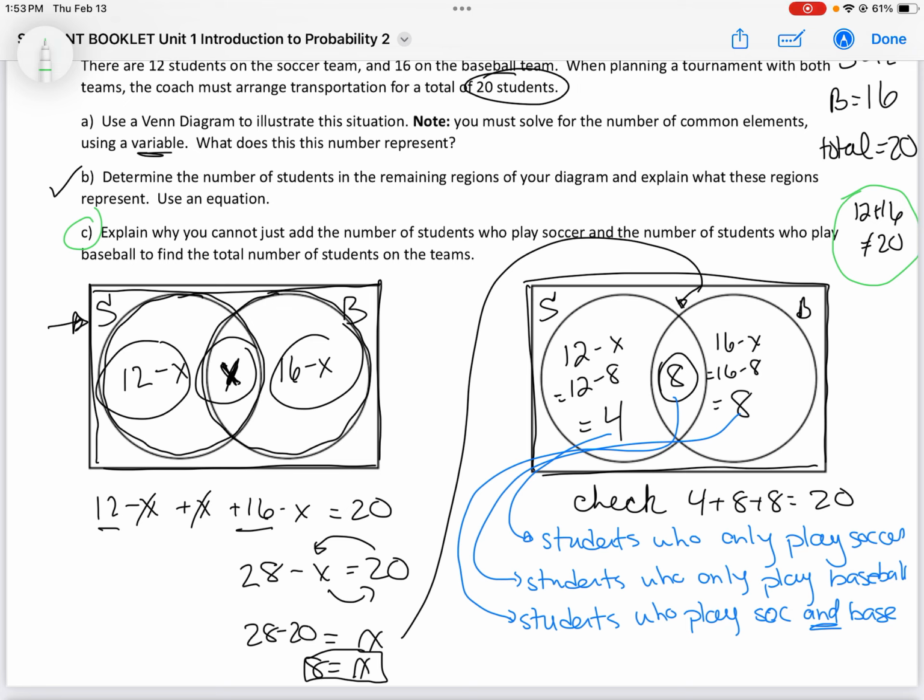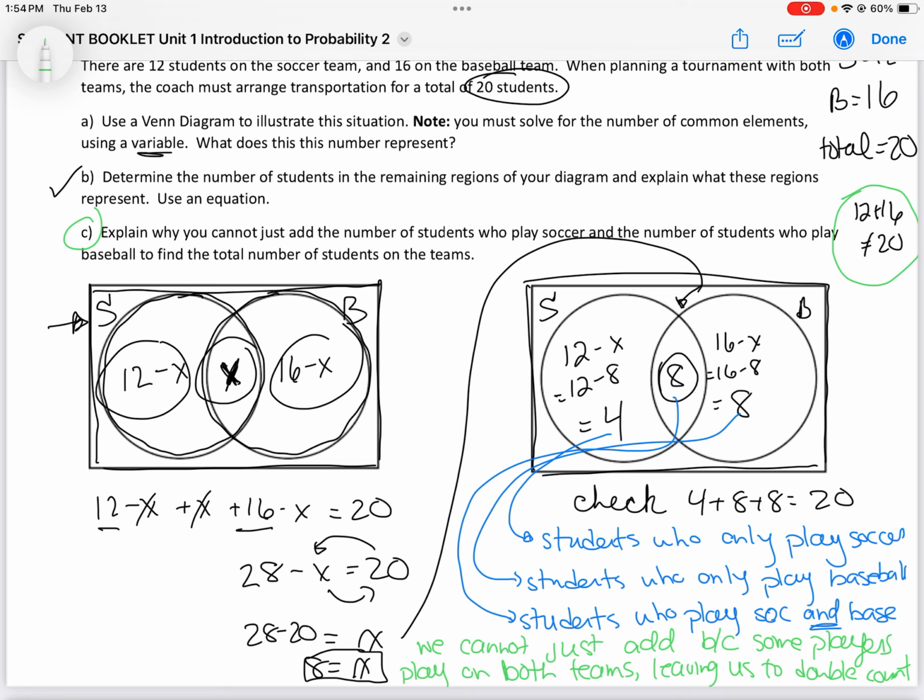We already tried that. We already saw that it does not equal 20, but we know that there's 20 across both teams. So let's write a quick explanation just saying we cannot just add because some players play on both teams, leaving us to double count. Okay, we're double counting those individuals.